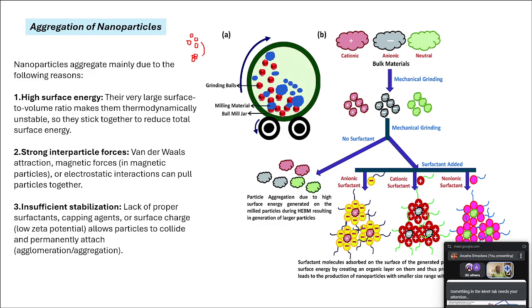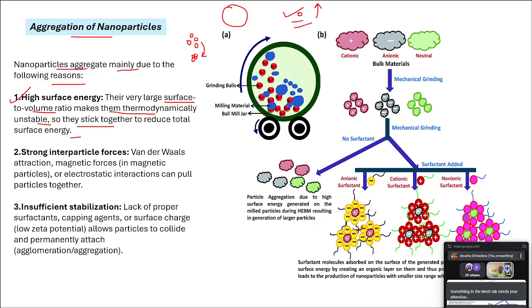So there are different methods by which this aggregation can be reduced. That we'll also discuss, but before that we'll study why these nanoparticles aggregate. So they aggregate mainly due to the following reasons. First reason is high surface energy. Now, as we know, suppose this is the bulk material and this is small size nanoparticles. So obviously the surface to volume ratio would be high for the nanoparticles. Because of this high surface to volume ratio, it makes them thermodynamically unstable. So they stick together to reduce total surface energy.